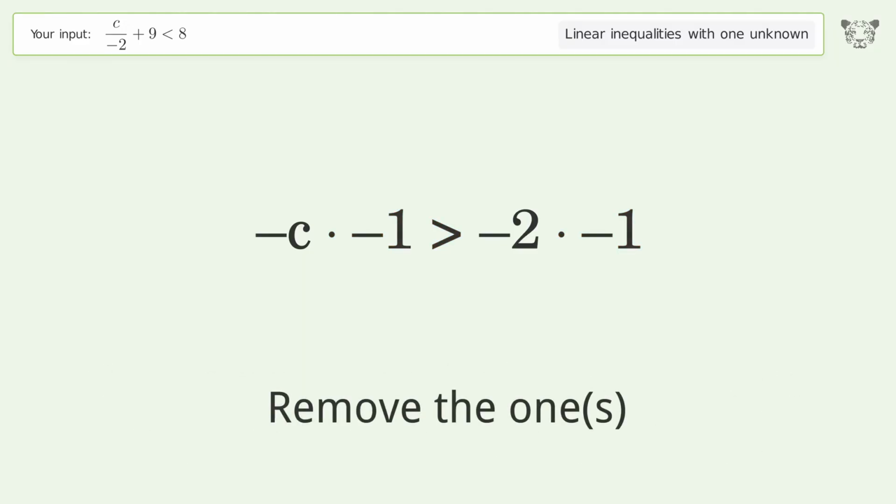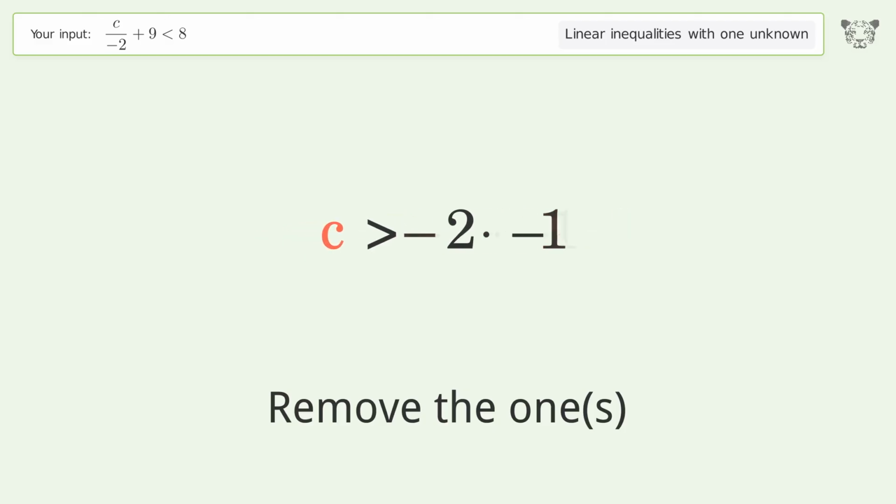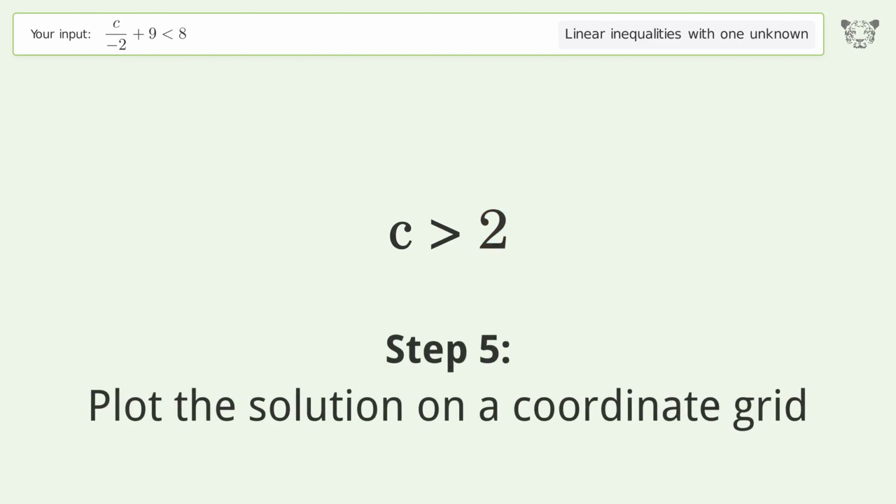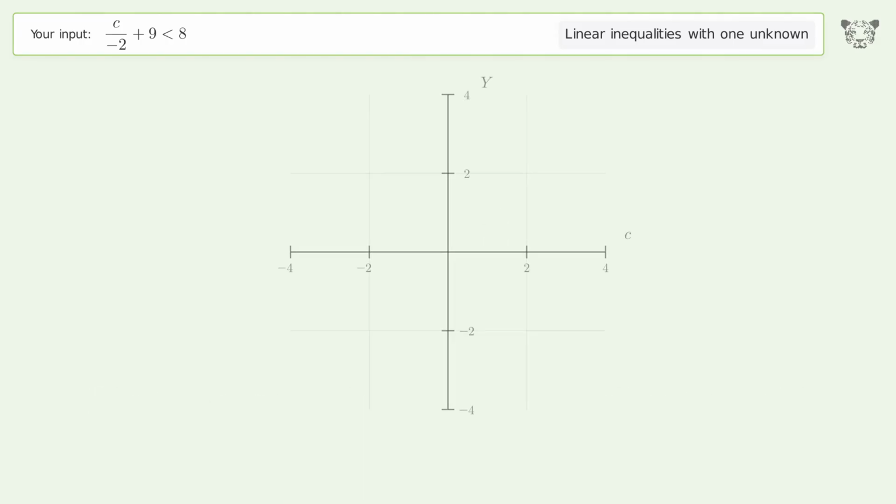Remove the ones. Simplify the arithmetic. Plot the solution on a coordinate grid. And so the final result is c greater than 2.